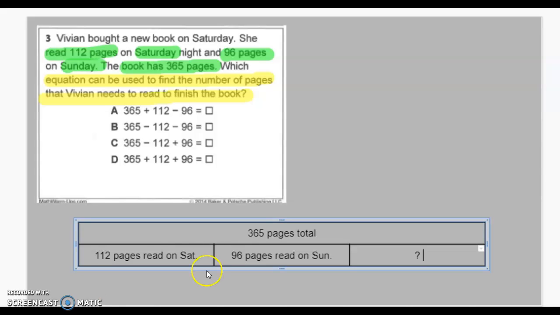You're going to practice something similar to this on the next page, and there's also going to be a strip diagram for you to fill out to help guide you in choosing the correct answer.